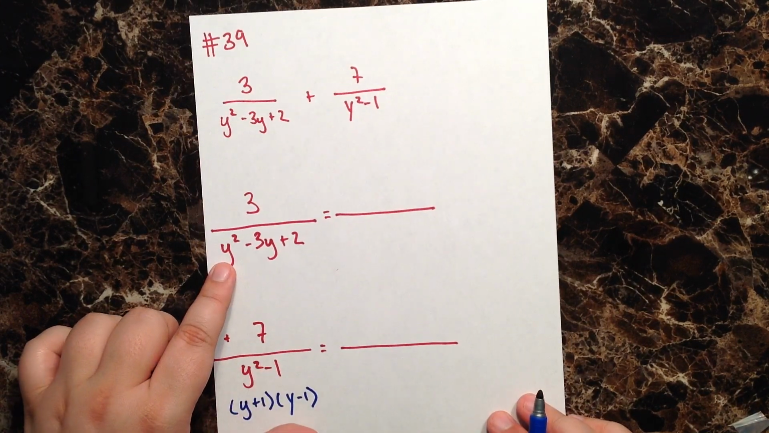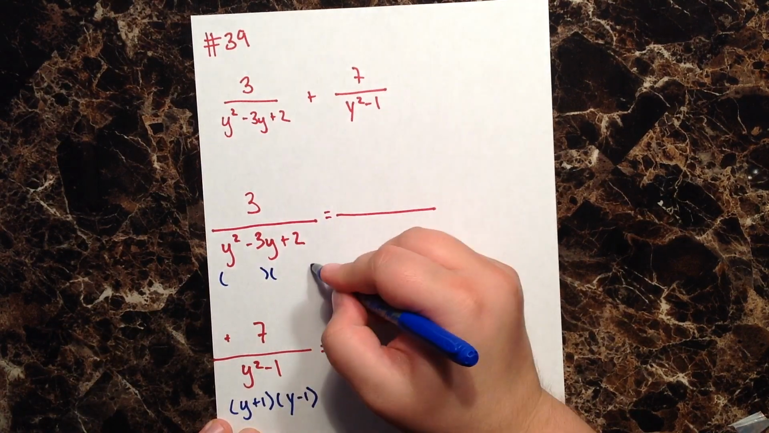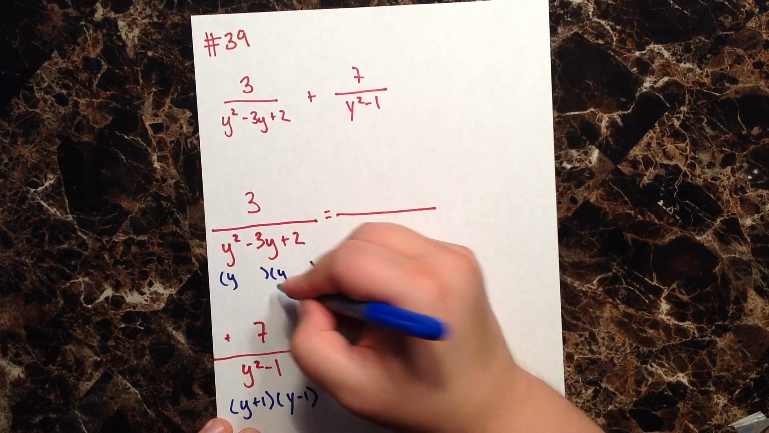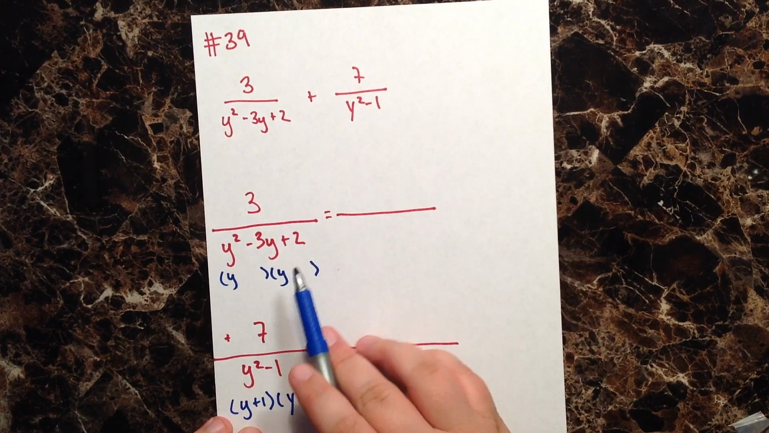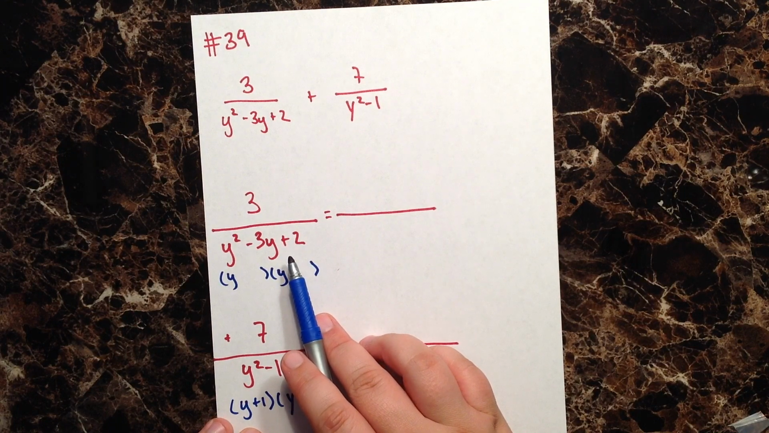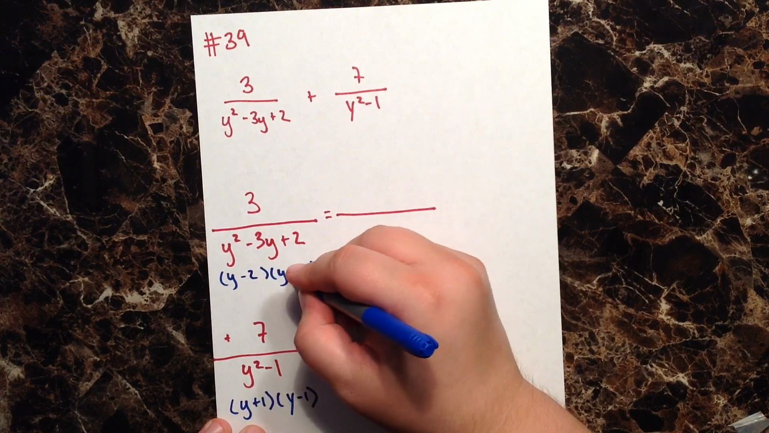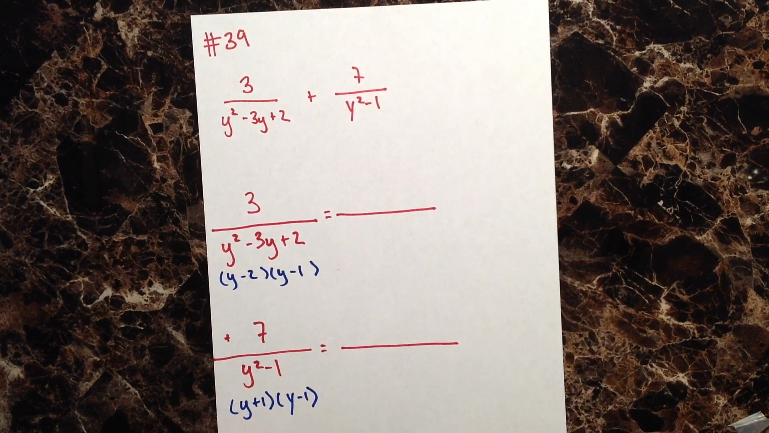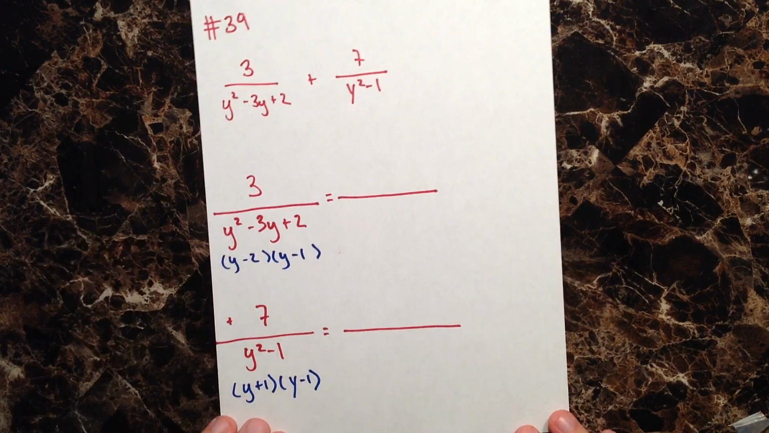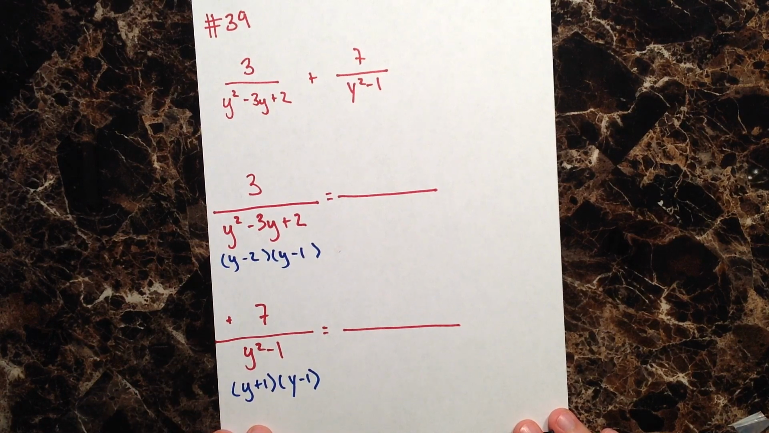And then in my upper denominator, we have a trinomial, and this is going to factor. We know it's going to have some y's, but we're looking for factors of 2 that add to give me -3. Well, that's going to be -2 and -1. All right. So now that I've factored both denominators, I have 4 sets of factors.